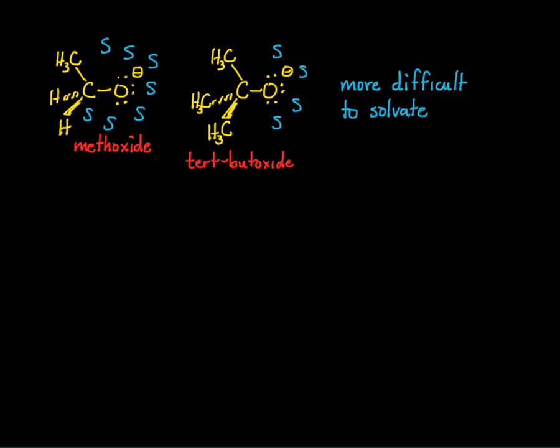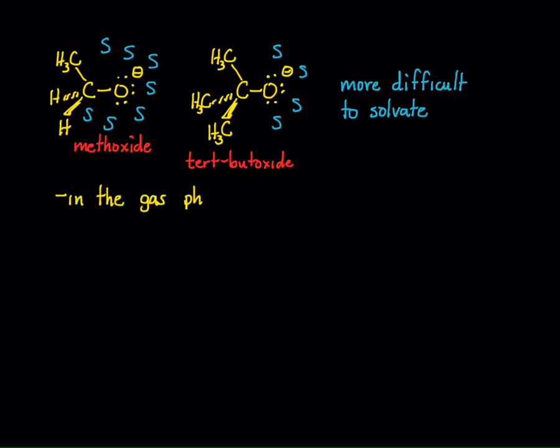Because it can't be stabilized as well as methoxide, its conjugate acid becomes a weaker acid, right? Remember, the strength of an acid relies on its conjugate base. The more stable a conjugate base, the more acidic that substance can be. So if we decrease the stability of the conjugate base, we're decreasing the acidity of that acid. So tert-butanol is not as acidic as methanol because of the solvation effect.